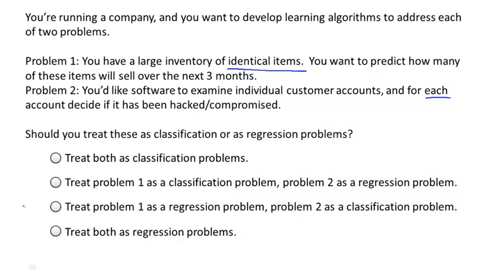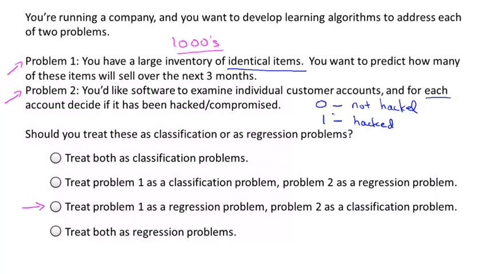So hopefully you got that this is the answer. For problem 1, I would treat this as a regression problem, because if I have thousands of items, I would probably just treat this as a real value, as a continuous value, and treat therefore the number of items I sell as a continuous value. And for the second problem, I would treat that as a classification problem, because I might set the value I want to predict to be 0 to denote the account has not been hacked, and set the value 1 to denote an account that has been hacked into.